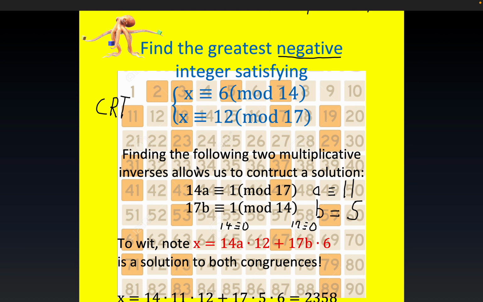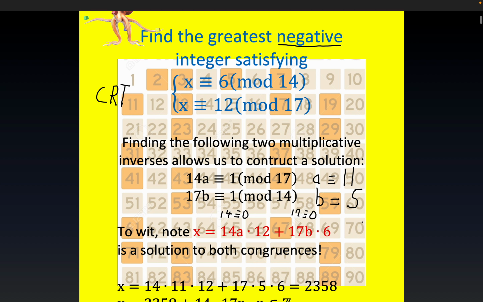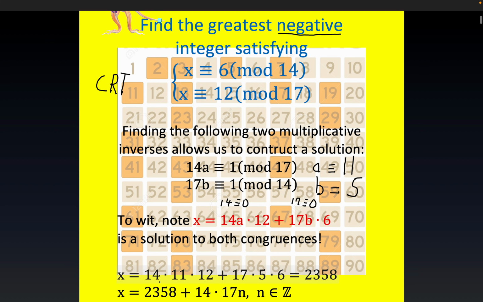So what we do right here is we already know that A is 11 and B is 5, and so I did all that work for you right down here.